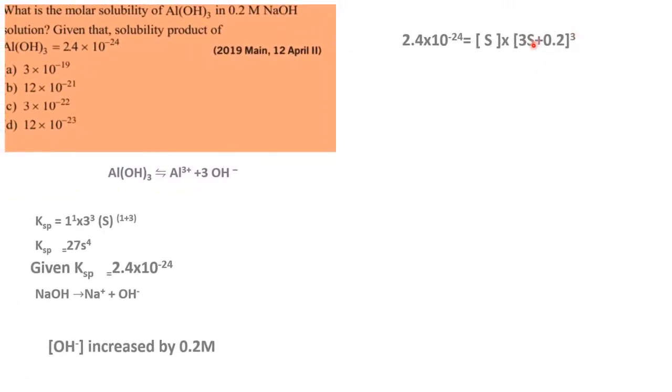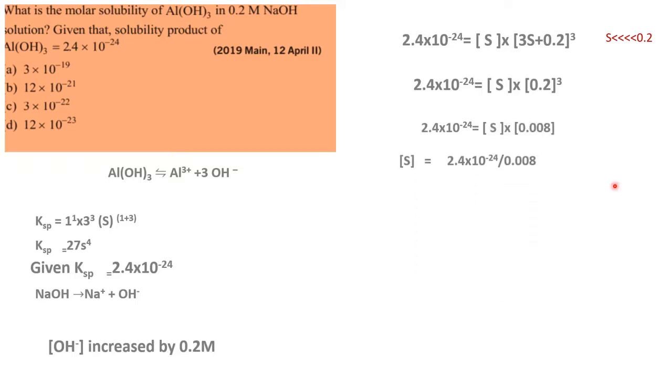When you compare this S value and 0.2, the S can be neglected because S is a very, very low value. With a Ksp of 2.4 into 10 power minus 24, the S value is very low, so it is less than 0.2. So S can be neglected, and it will be 0.2 power 3. So S is equal to 2.4 into 10 power minus 24 divided by 0.008. Your answer is 3 into 10 power minus 22.